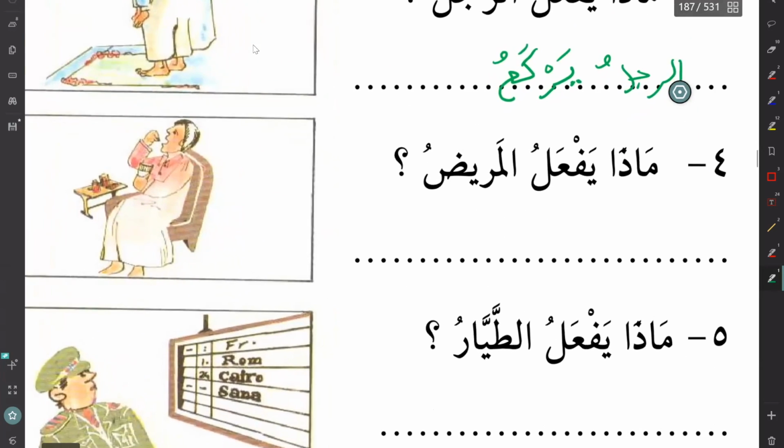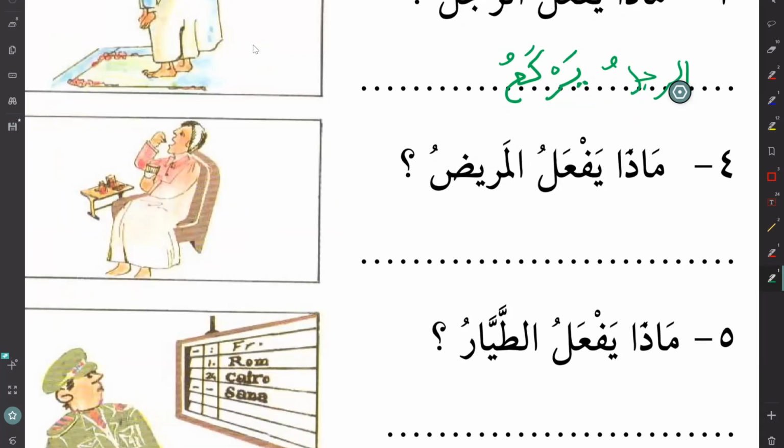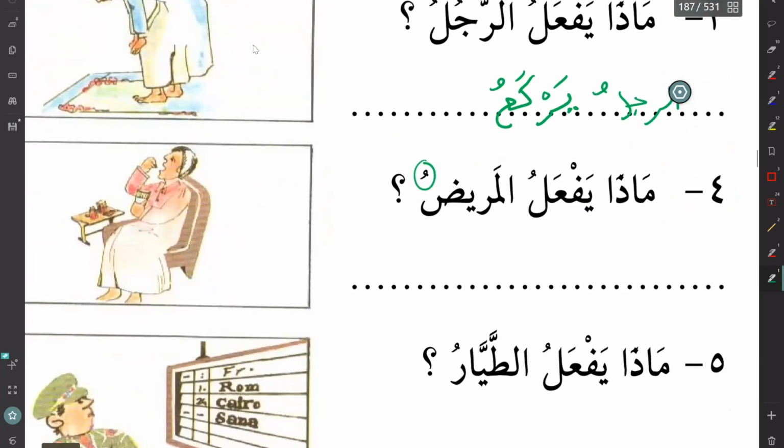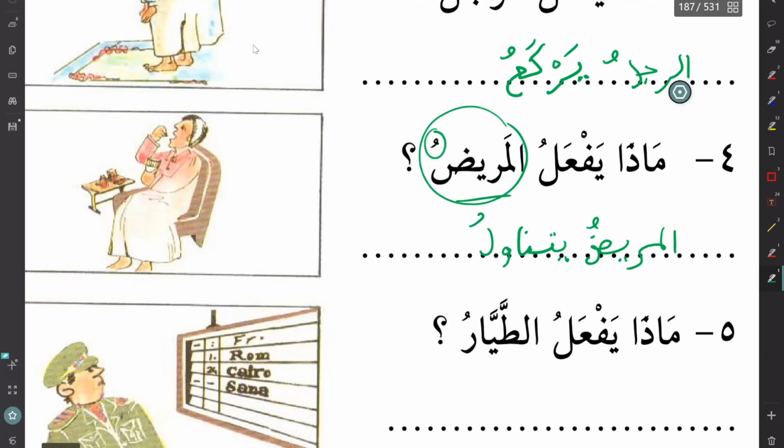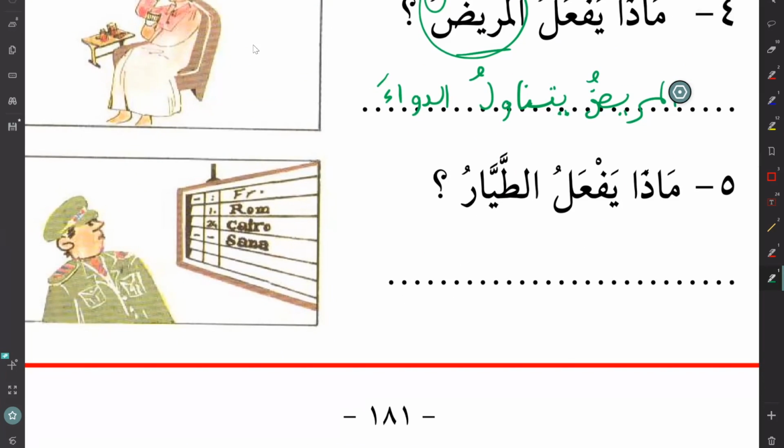Next we have ماذا يفعل المريض. Okay, so which one is the subject? Subject is the marid here. And here marid was object. So here the question is, what is the sick patient doing? All right. So you can say al-maridu. How do you say he's taking a medicine? You say yatanawalu. Remember this word yatanawalu ad-dawa. He is taking medicine. Now we have ماذا يفعل الطيار.